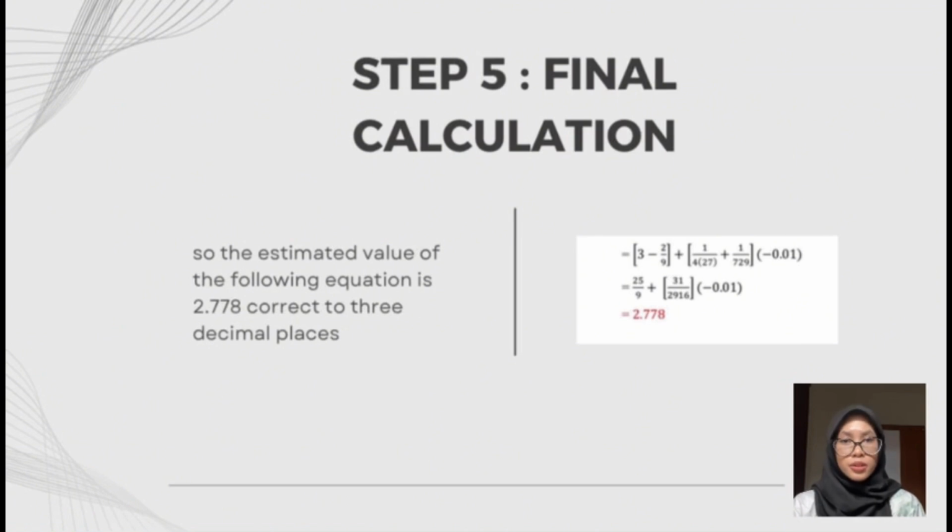Next step, we substitute and simplify. Now we substitute everything into the formula. We have 3 minus 2 over 9 plus the result of the derivative multiplied by negative 0.01. This becomes 25 over 9 plus 31 over 2,960 multiplied by negative 0.01. The final step, after performing the calculation, we get the final estimated value. The answer is approximately 2.778, correct to 3 decimal places.